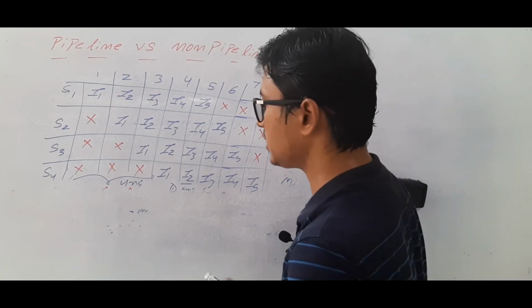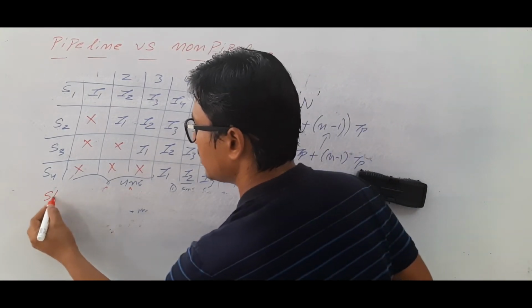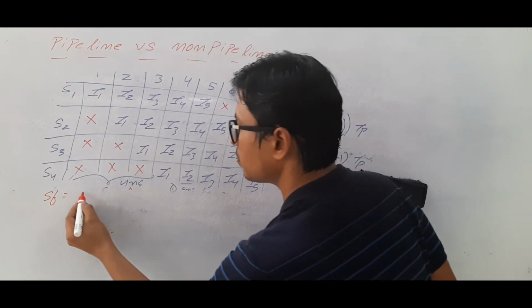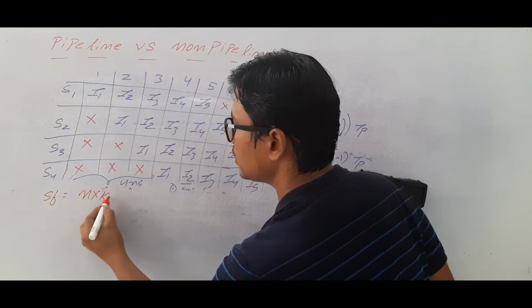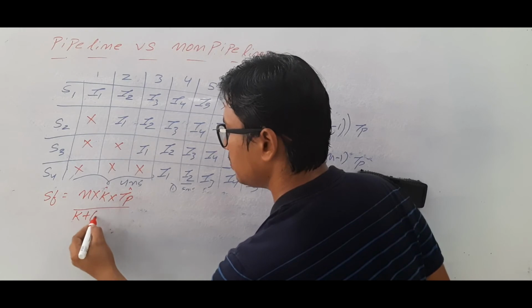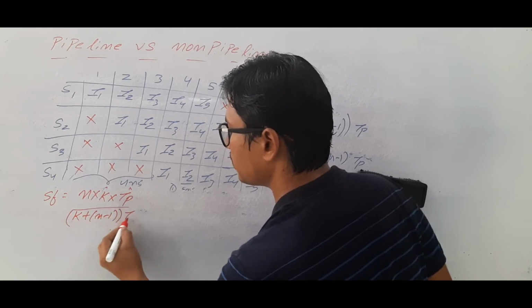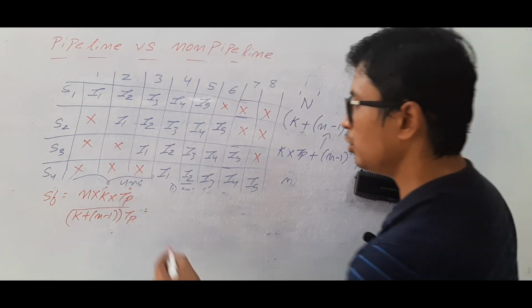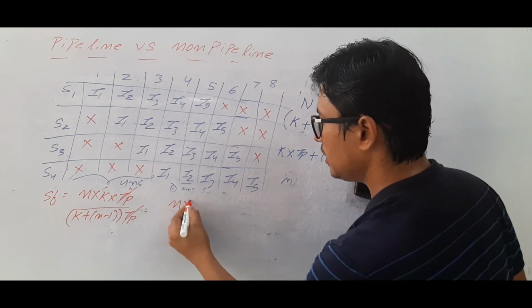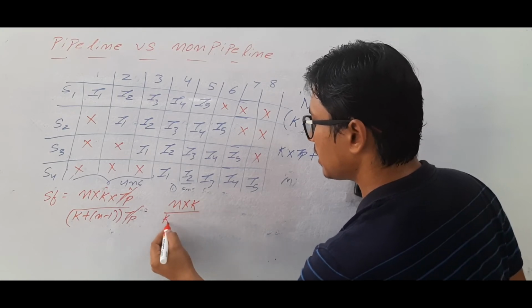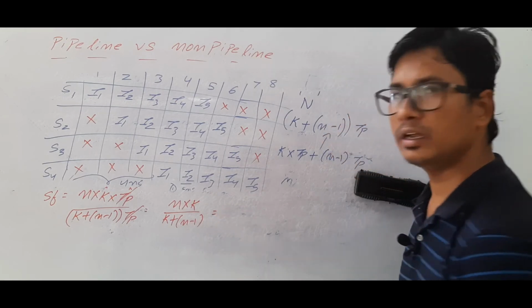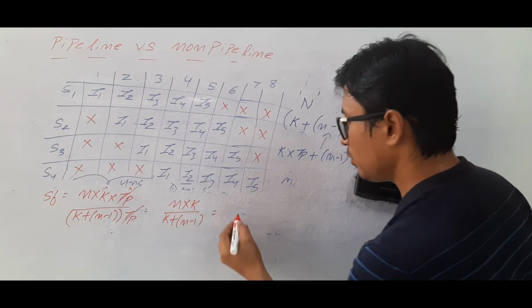So the speed up factor is equal to the time taken without pipeline divided by the time taken with pipeline. Without pipeline is n into k into TP. With pipeline is (k plus n minus 1) whole into TP. Am I right or wrong? Numerator and denominator, if I divide by TP, I will get n into k divided by (k plus n minus 1). Now if I divide numerator and denominator by n, what will I get?